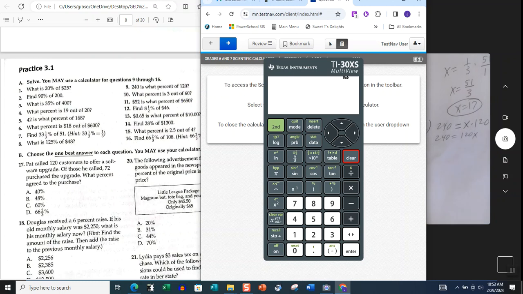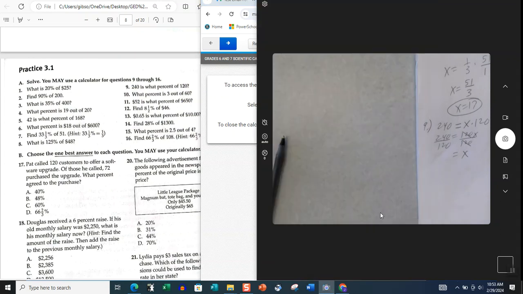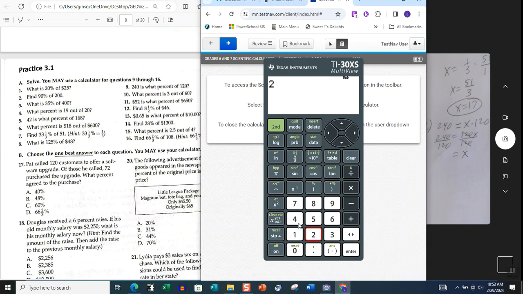Now remember, we're trying to get x by itself. So we'll divide each side by 120. And then these 120s will simplify out to 1 times x is x. Now you could take 240. Okay, you could take 240 divided by 120.